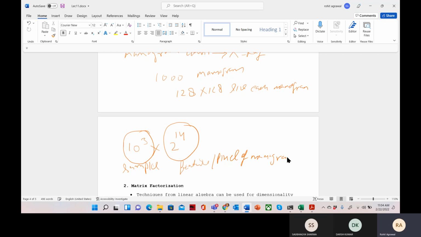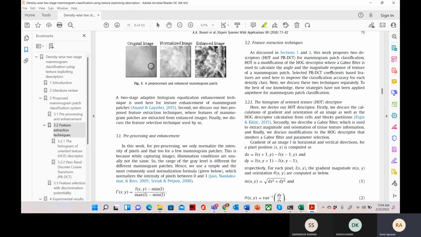So that will require a lot of computation, am I right? Yes, sir. So these are the mammograms: thousands of mammograms, each of size 128 by 128. What will be the matrix size? 1000 into 2 to the power 14, if you are not doing any kind of dimensionality reduction. So that is computationally expensive.